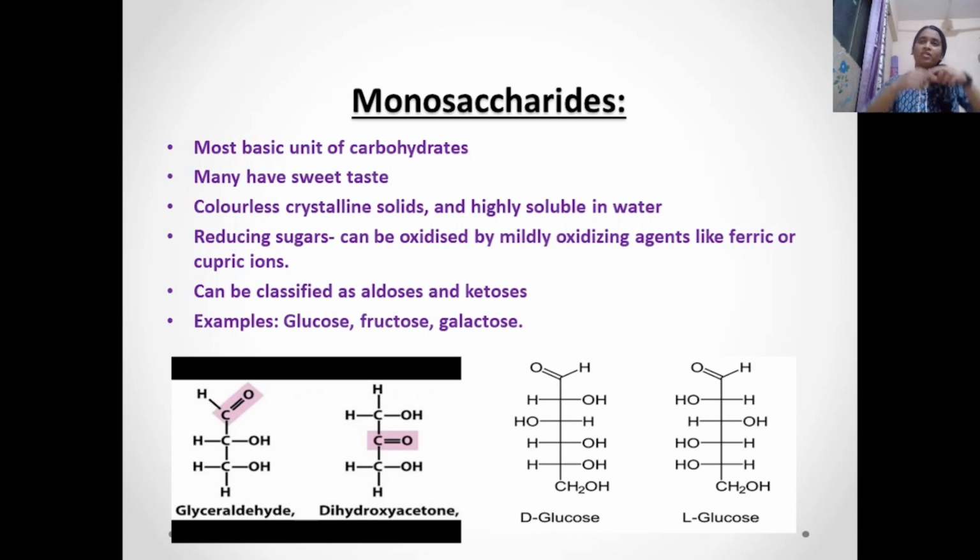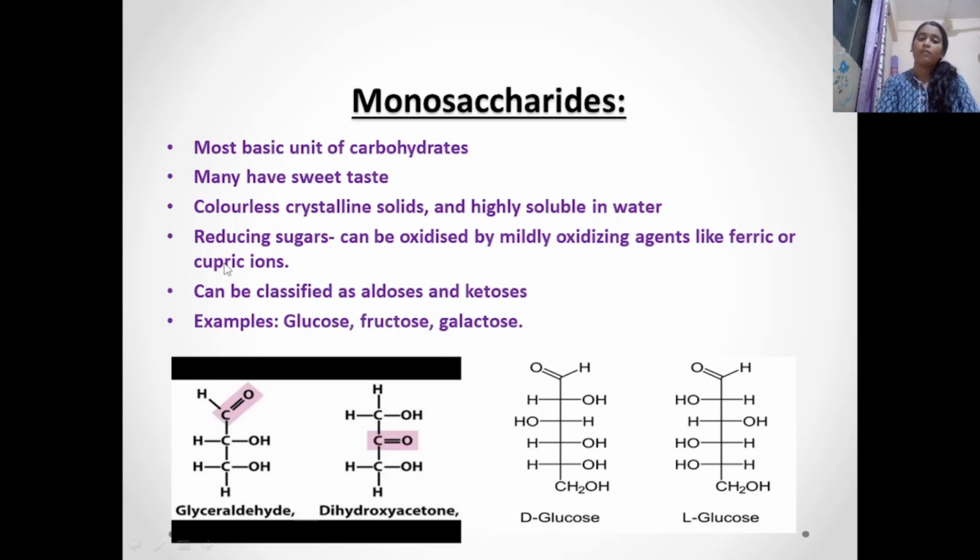Like if we imagine a necklace, so the pearls in that necklace are the monosaccharides, which are the basic units of carbohydrates. So they have a sweet taste, they are colorless and crystalline solids, and they are highly soluble in water. The most important point is these monosaccharides are called reducing sugars because they have a free aldehydic or ketone group which can be oxidized by mildly oxidizing agents like ferric ions or cupric ions. And there are various tests like Benedict's test or Fehling's solution, which help in the detection of these reducing sugars.